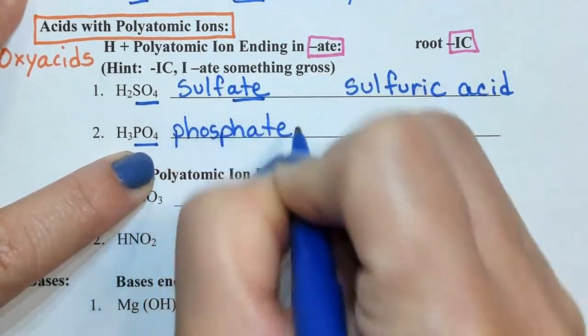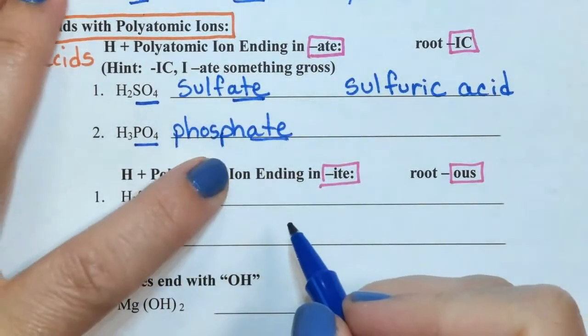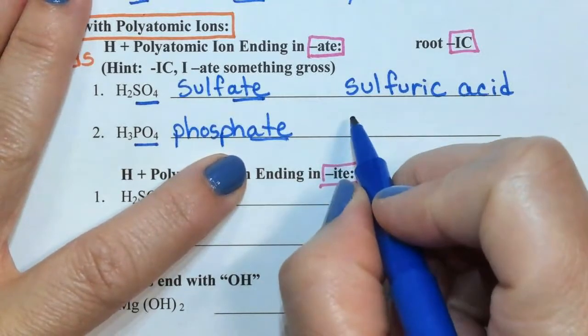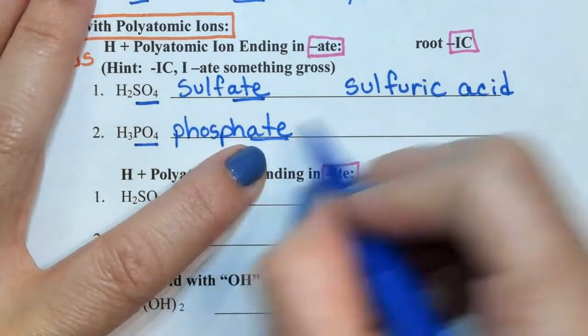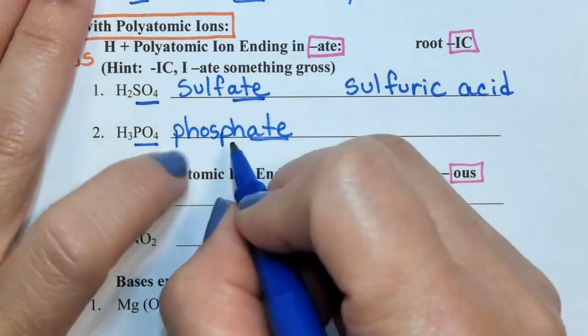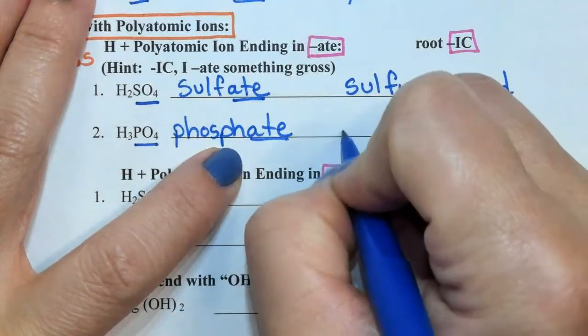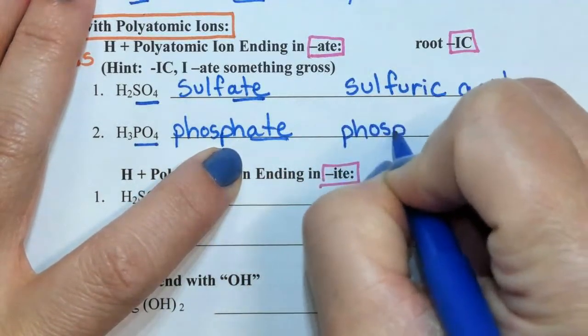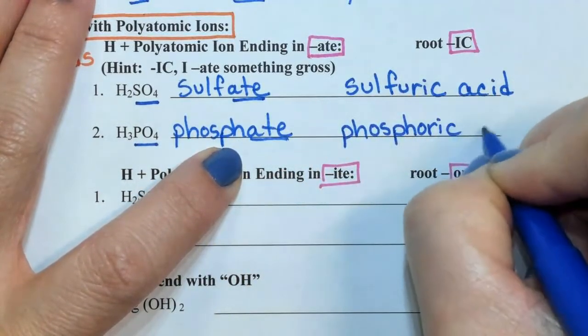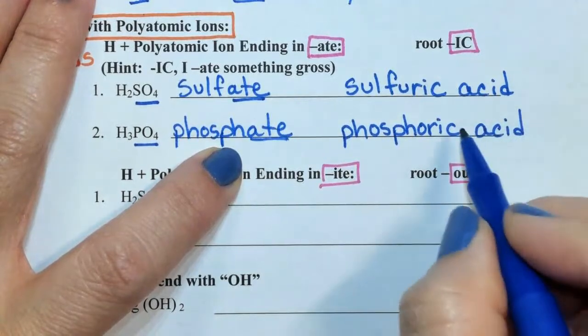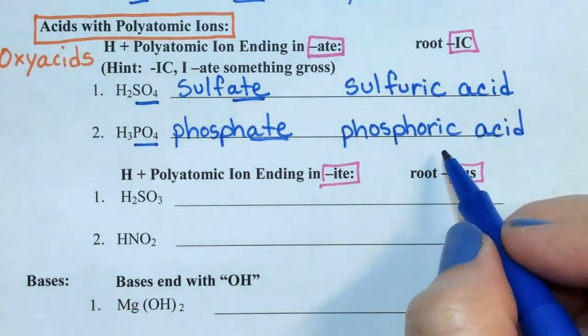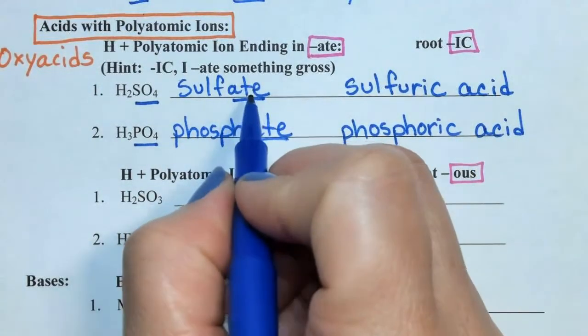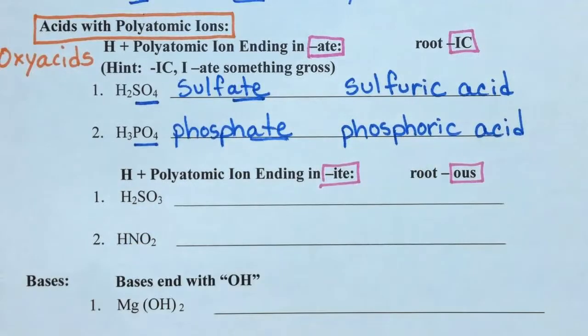Since it ends in ate, I'm not going to start the name with hydro, and I'm going to exchange ate for ic acid. But it's not going to be phosphic acid. It's going to be a little bit more stretched out, phosphoric acid. These are the only two exceptions where you have to do that. Everything else, you can just drop the ate and put ic acid.